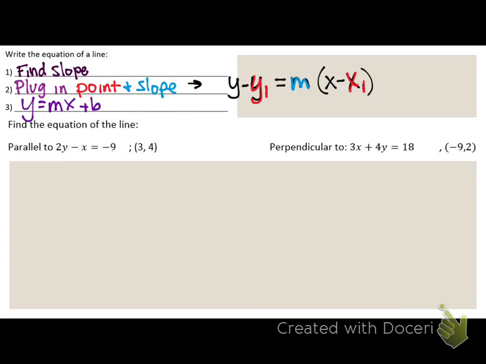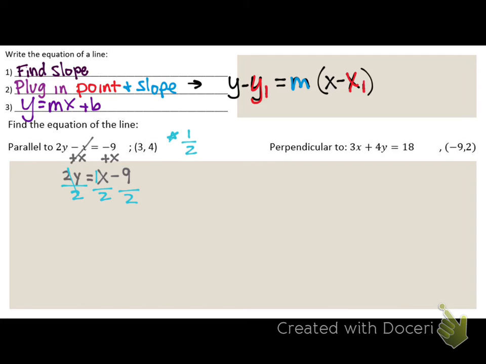Do I know the slope of the old line right now? No. It's not written in y equals mx plus b. So we need to write it that way first. So we're going to add x. So 2y equals x minus 9. Divide by 2. So what is my old slope? 1/2. That 1 came from right in front of the x. There's an understood 1. My old slope is 1/2. What's parallel to 1/2? 1/2.